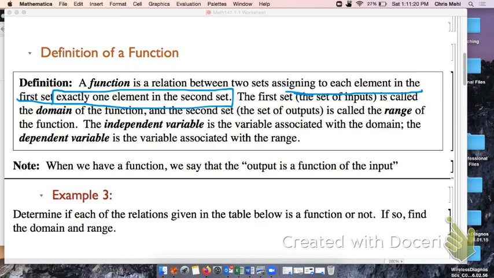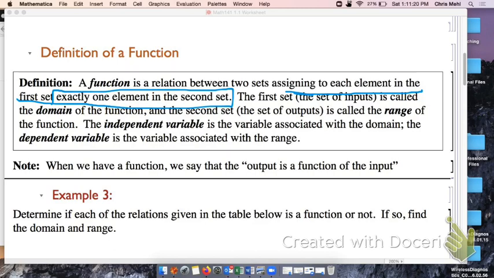Okay, so it's very special. A function is a special type of relation where each number in the first set can only be assigned to exactly one number in the second set. The first set, which is called the set of inputs, is also named the domain of the function. And the second set, called the set of outputs, is called the range of the function. And the independent variable is the variable associated with the domain.